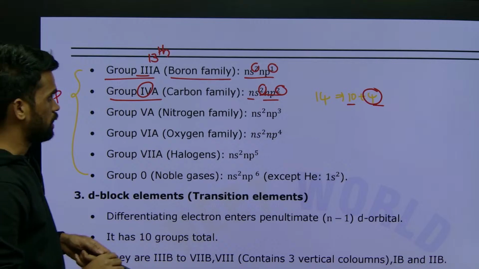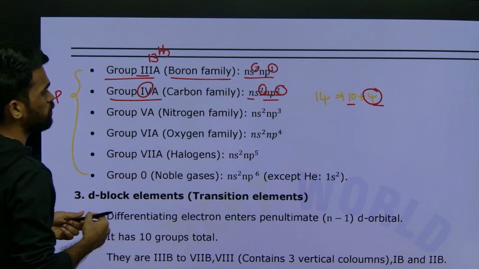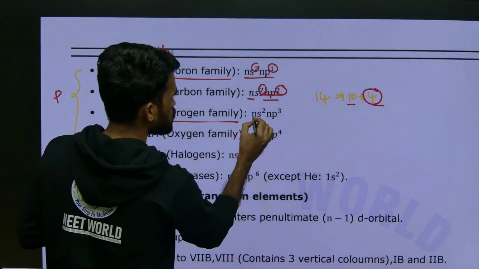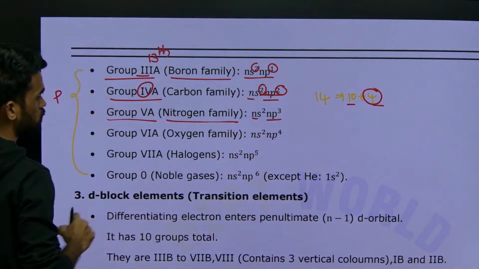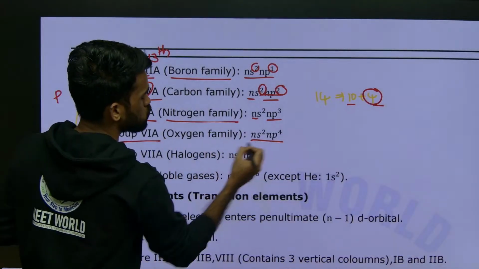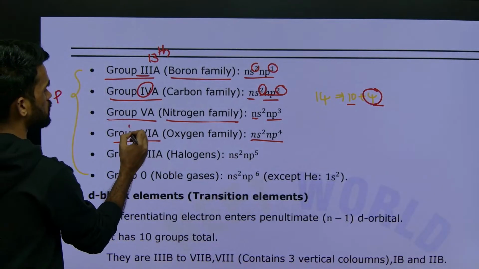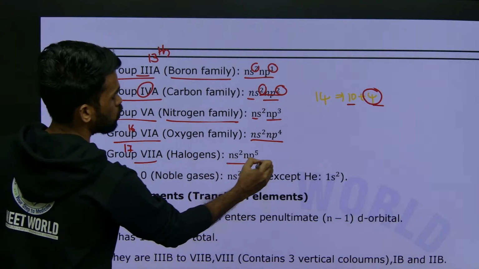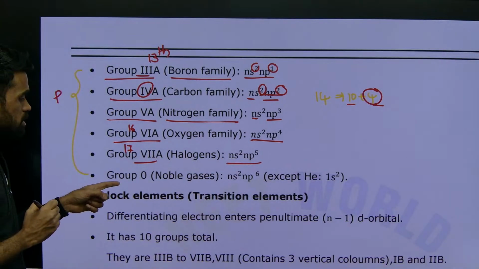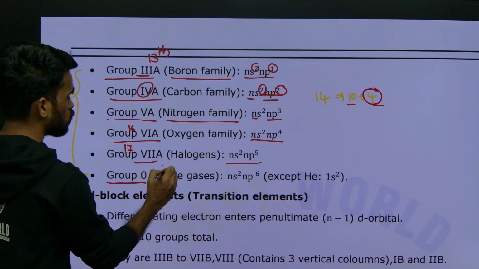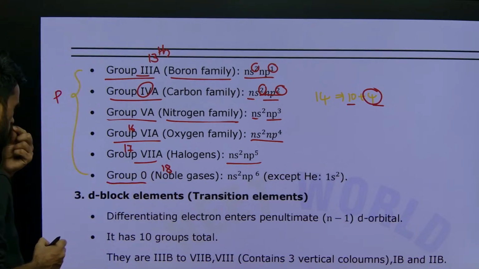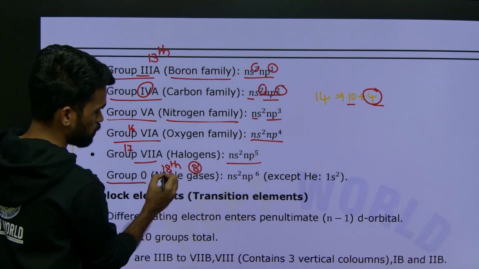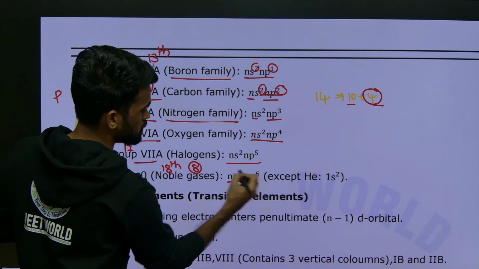Next, the nitrogen family has ns2 np3 electronic configuration. Next, the oxygen family, ns2 np4, the 16th group or 6A group. This is the 17th group or 7A group, the halogens. And this is the 0th group or 18th group. So how many valence electrons does the 18th group have? 8 valence electrons. 10 plus 8, that is 2 plus 6, 8.